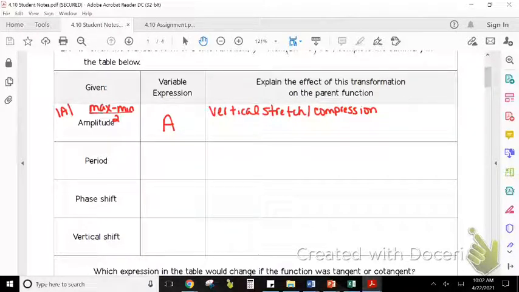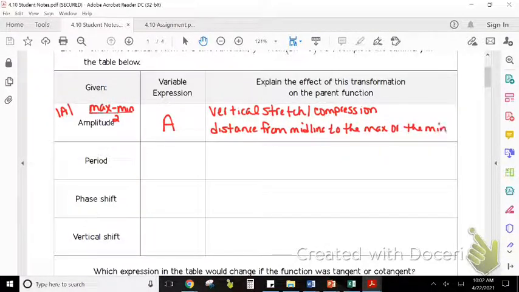And amplitude is also the distance from the midline to the maximum or the minimum. It is half of the height of the curve.